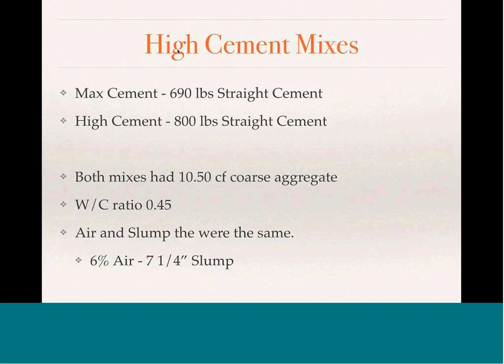Both of these mixes had 10.5 coarse, 0.45 water cement ratio. Air and slumps were the same, 6% and 7 1/4, and we held the 6% air and 7 1/4 slump for all the mixes. That's what we run. All these have 6% air and around a 7 to 7 1/4 inch slump.